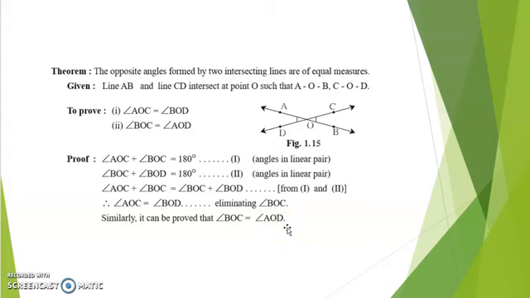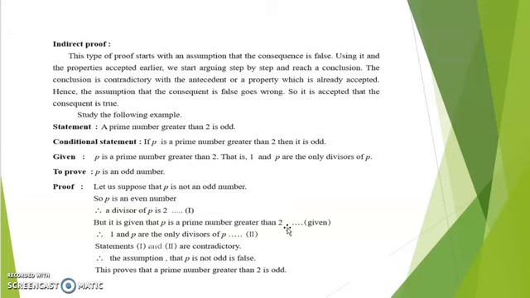Now let us see an example of indirect proof. This type of proof starts with an assumption that the consequent is false. Using it and the properties accepted earlier, we start arguing step by step and reach a conclusion. The conclusion is contradictory to the antecedent or a property which is already accepted. Hence, the assumption that the consequent is false goes wrong. So it is accepted that the consequent is true.